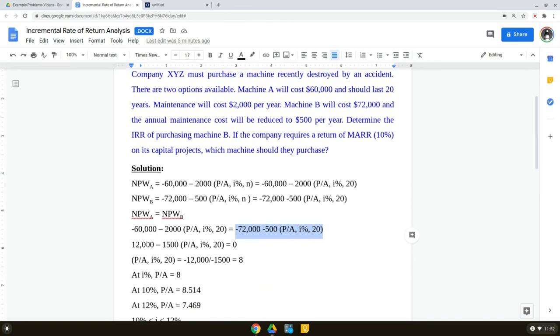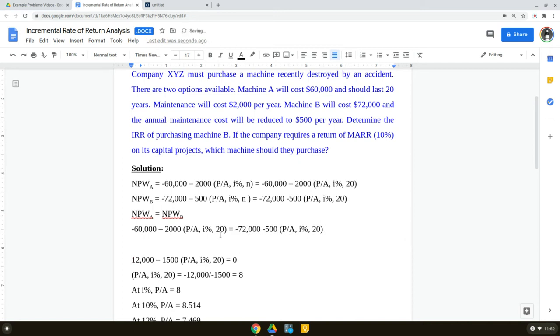Now we can rearrange the terms in this expression. For example, if we add $72,000 to both sides, right? Or I can rewrite it for you like this, just to make it easy. So I'm just gonna copy this first, Control C, Control V. So if I add $72,000 to both sides, if I add to this side minus $72,000 plus $72,000 will become 0.